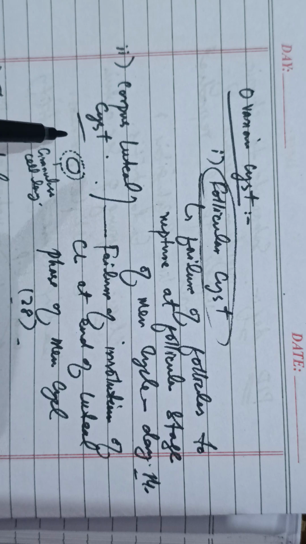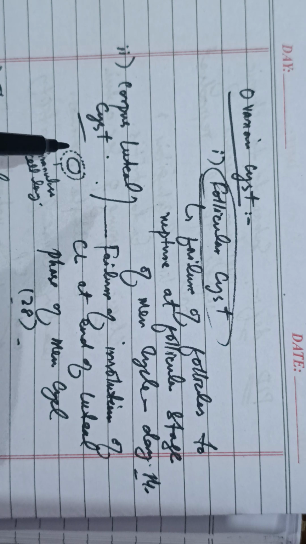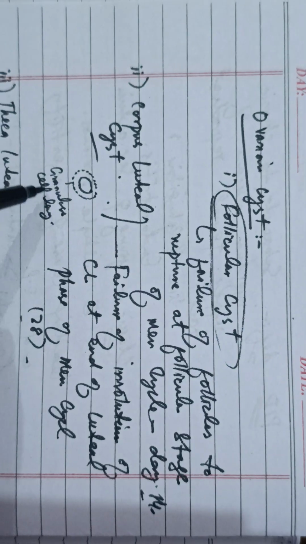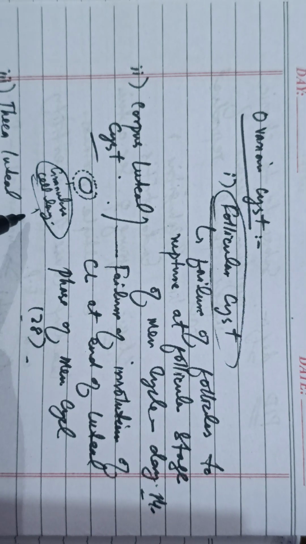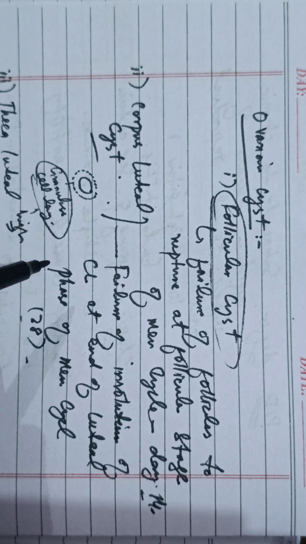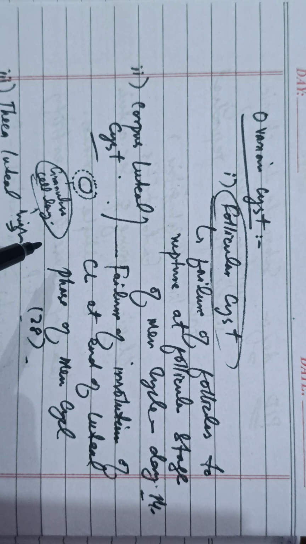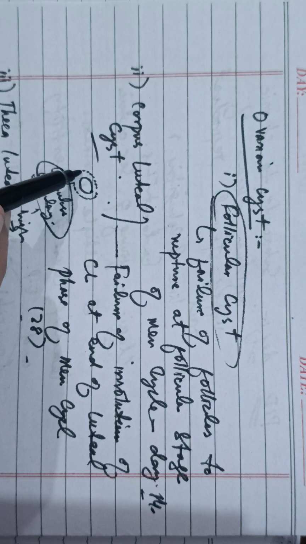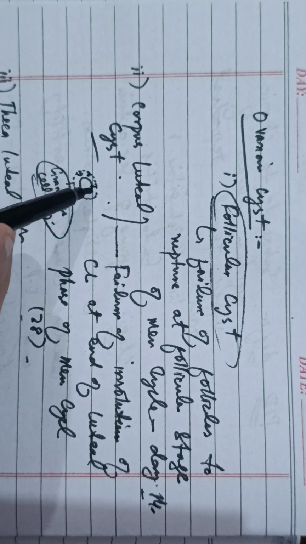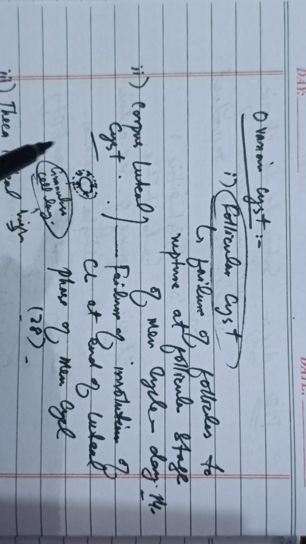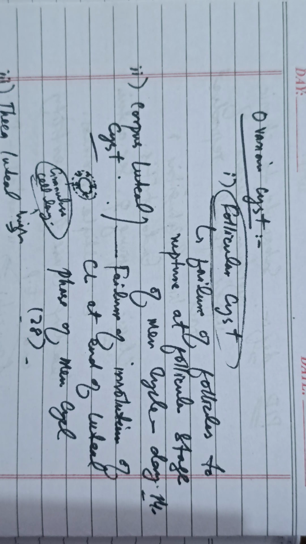This type of cyst can be converted into hemorrhagic cyst because the granulosa cell layer is highly vascular, and sometimes these tiny vessels rupture and the bleeding accumulates inside the cyst, in which case we call it hemorrhagic cyst. Most hemorrhagic cysts can be managed conservatively depending upon the patient status.